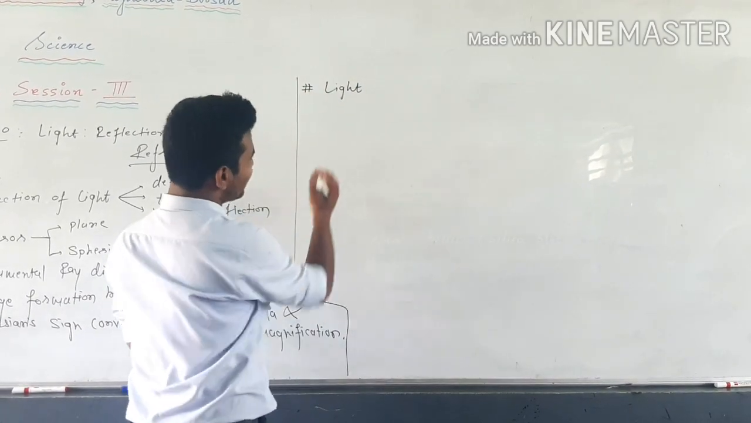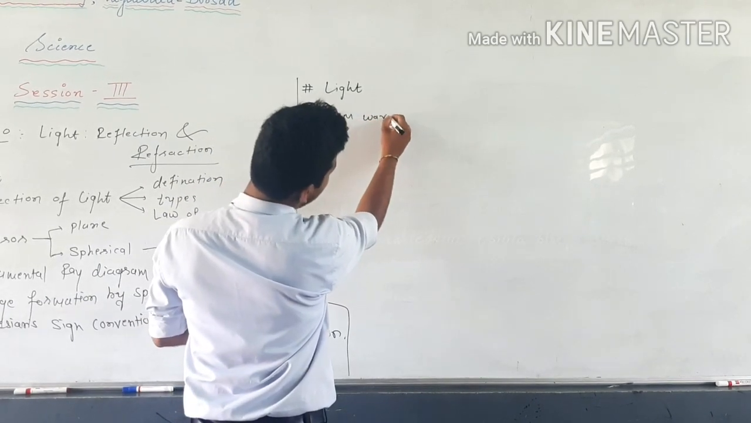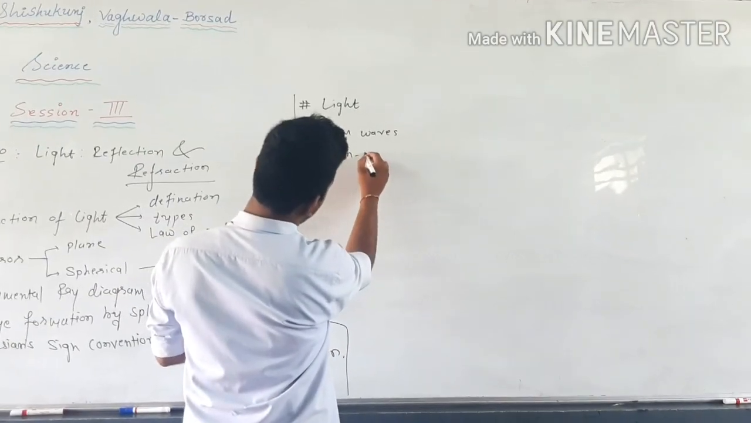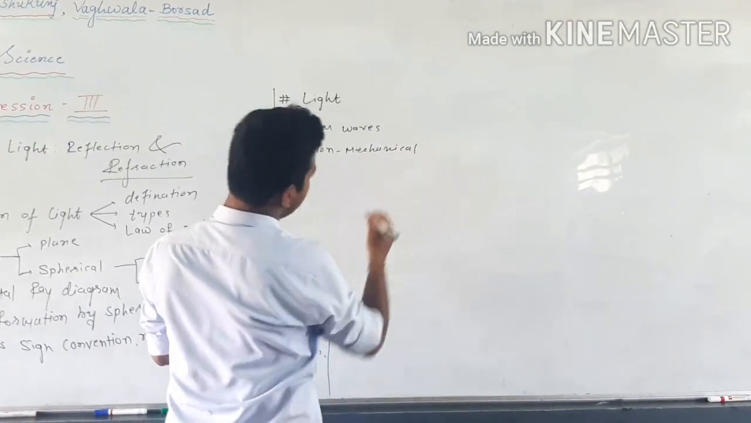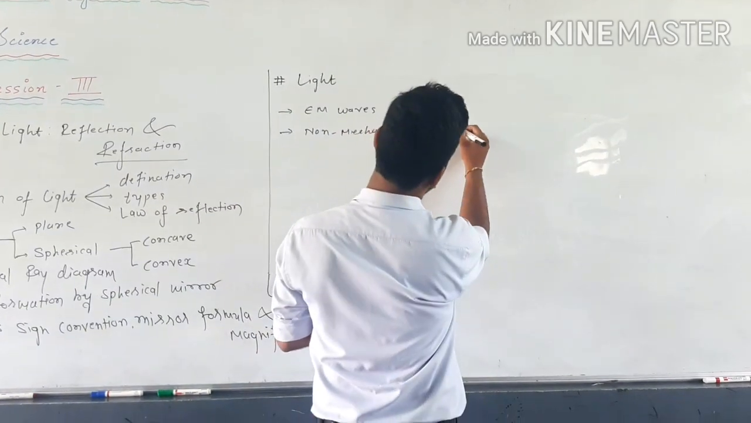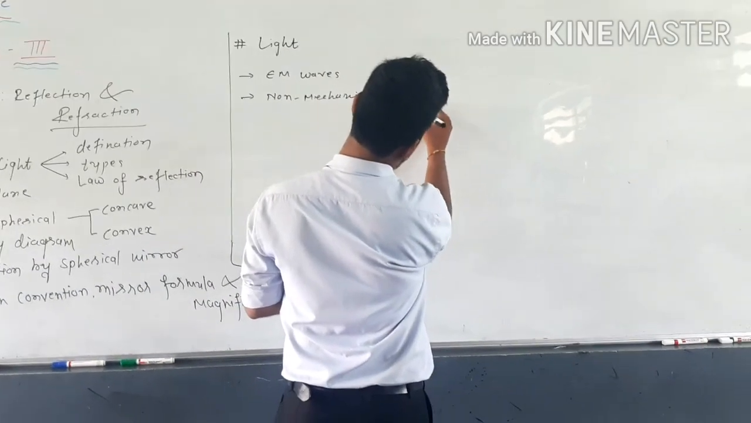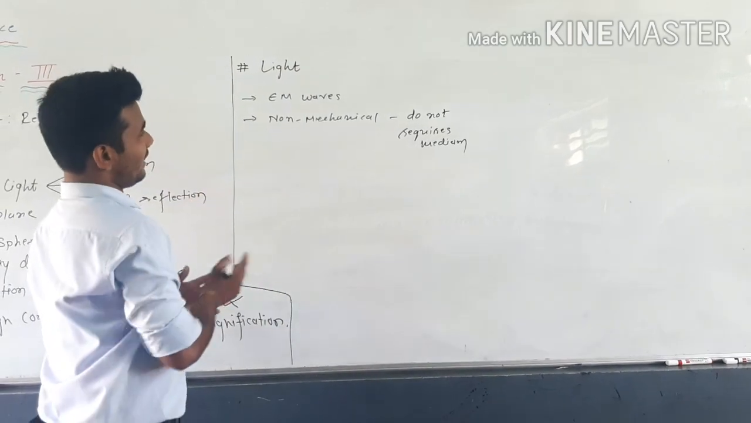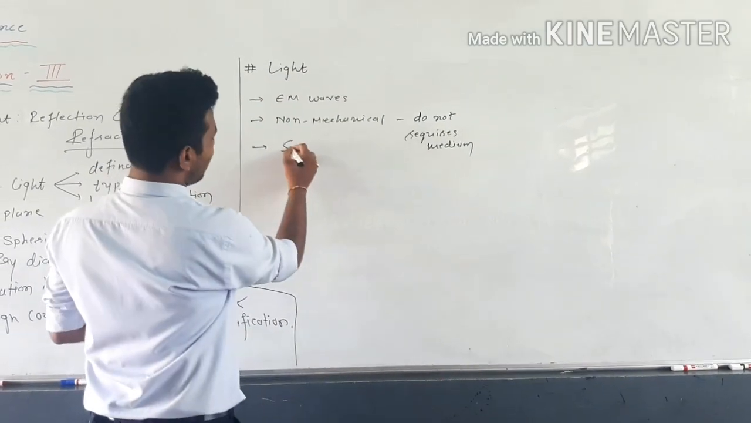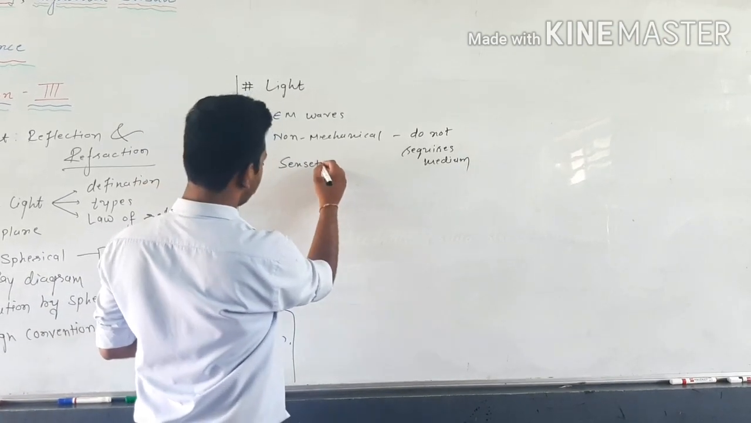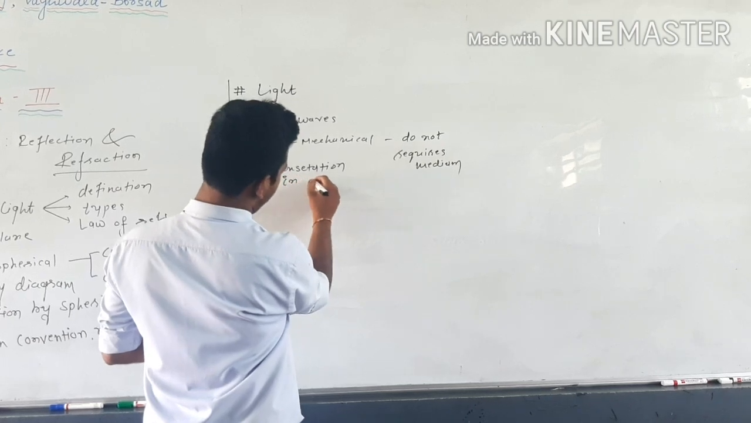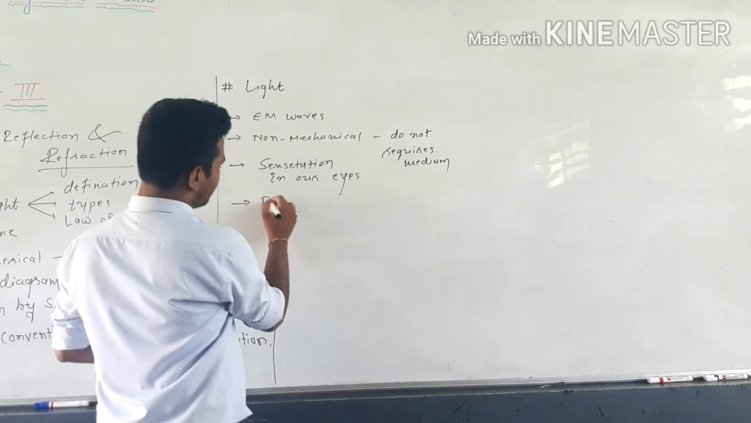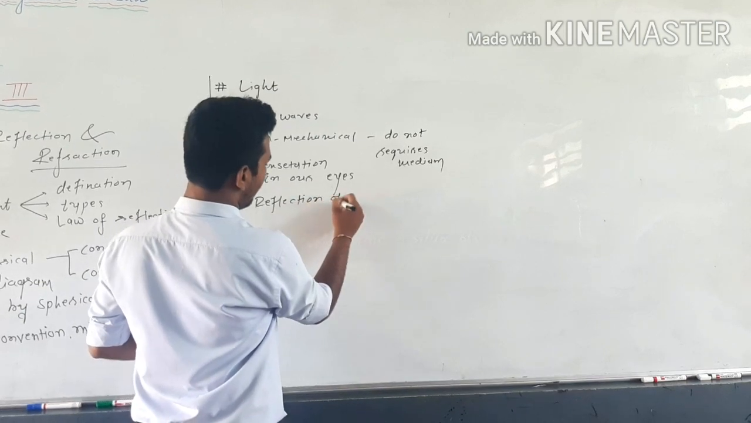We know that light is EM waves, meaning electromagnetic waves. As it is electromagnetic waves, it is also non-mechanical waves. Non-mechanical waves means waves which do not require a medium to propagate. Due to light only, we have the sensation in our eyes, and whatever is visible to us is all due to reflection of light.